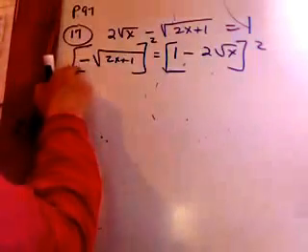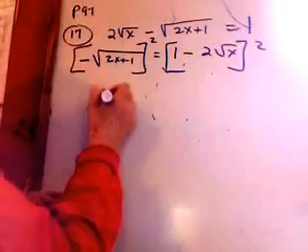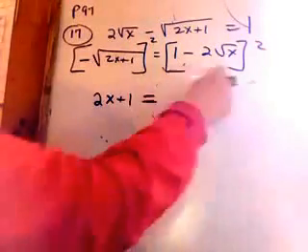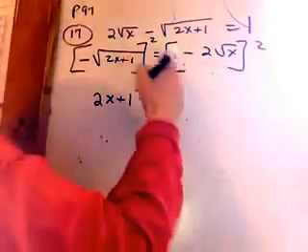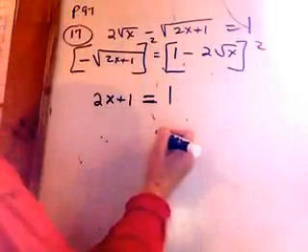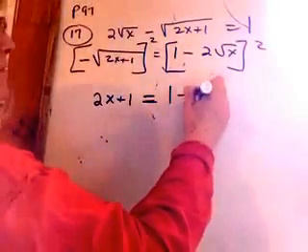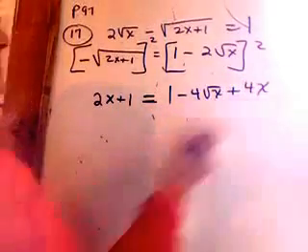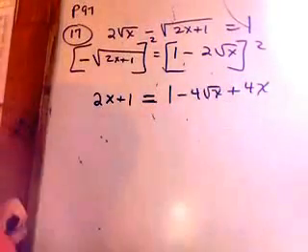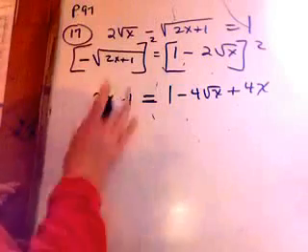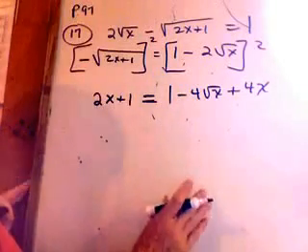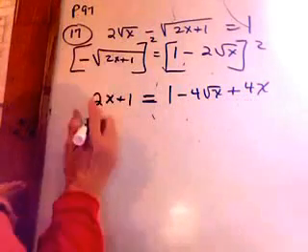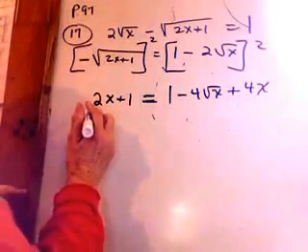Squaring this side becomes positive, and it gets rid of the square root symbol, so I have 2x plus 1. When I square this other side, I have to write this twice and do FOIL. Hopefully you can do this quick in your head. 1 minus 4 root x plus 4x. Now, I still have a radical, so I have to go through the process of squaring both sides again. Before I do, I want to isolate the radical, so I'm going to put everything else onto the other side of the equation.